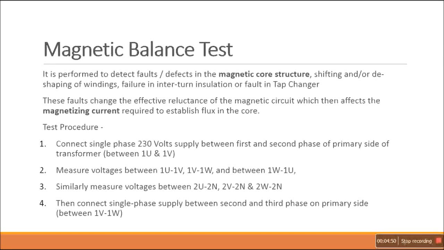The test setup is simple, and we need only a voltmeter and an ammeter. What we do is connect a single phase 230 volt supply between the first and the second phase of the primary side of the transformer. For example, we have connected between 1U and 1V. Then we measure the voltage between 1U and 1V, 1V and 1W, and between 1W and 1U.